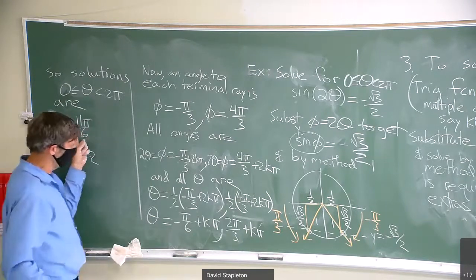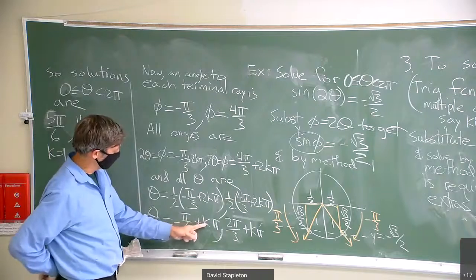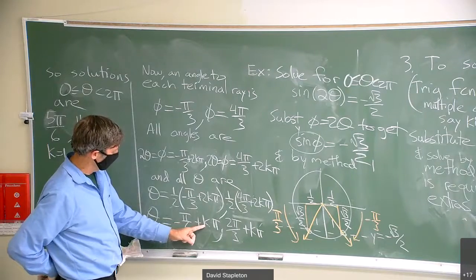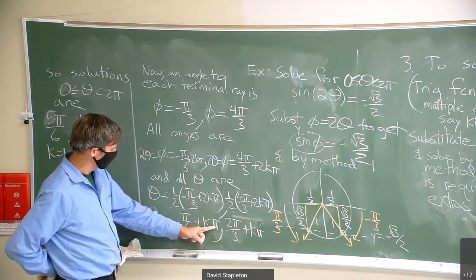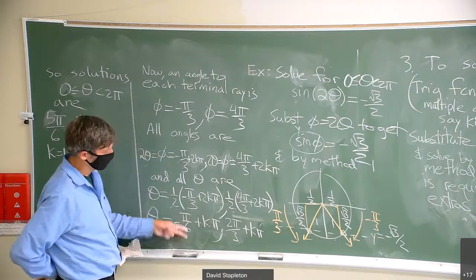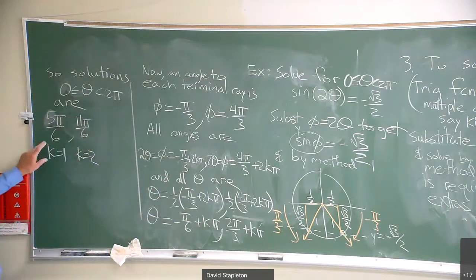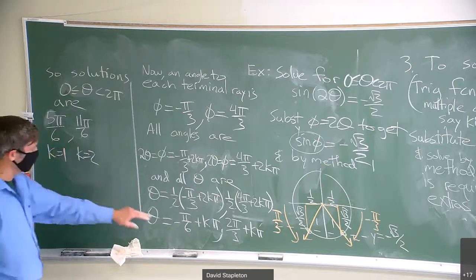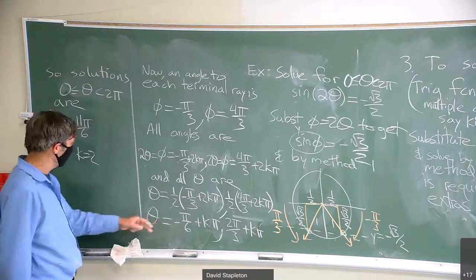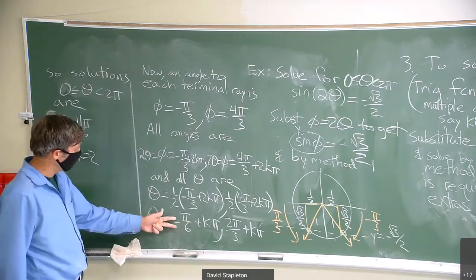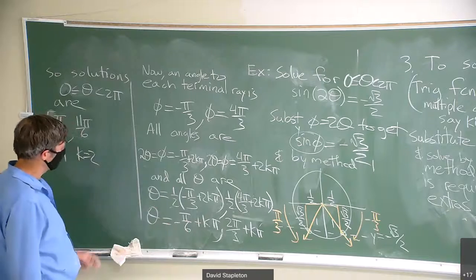Now I can try k equals 3. Well, k equals 3 is too big. I get 3 pi is 18 pi over 6, minus pi over 6 is 17 pi over 6. That's bigger than 2 pi. So these are all the solutions from the first equation. When k equals 1, you get an answer between 0 and 2 pi. When k equals 2, you get an answer between 0 and 2 pi.